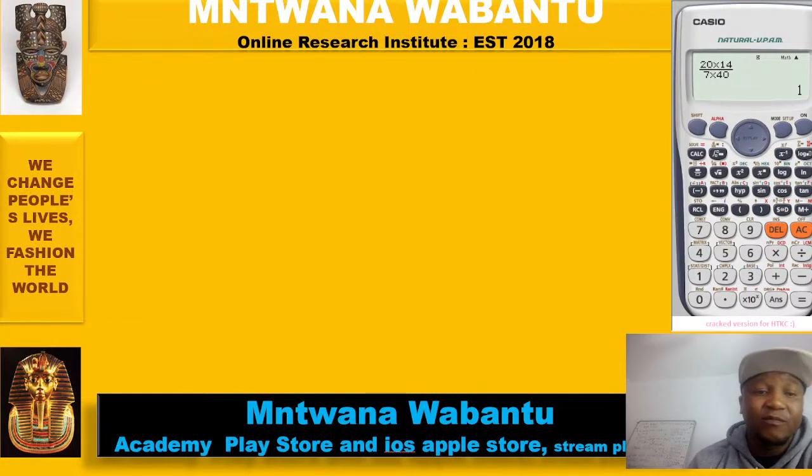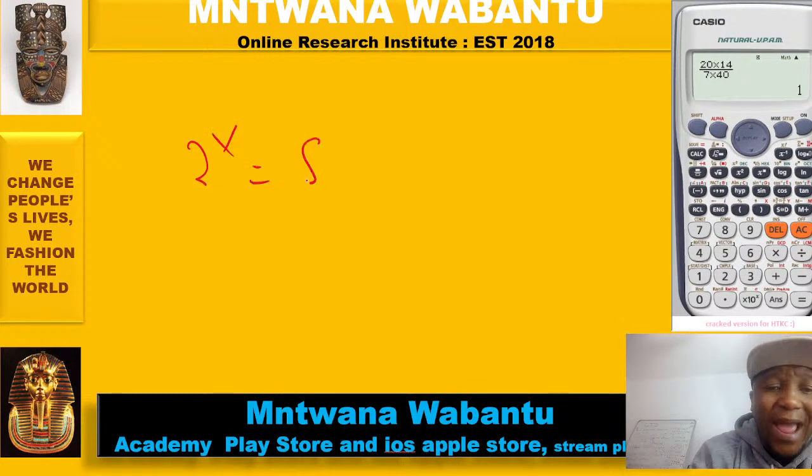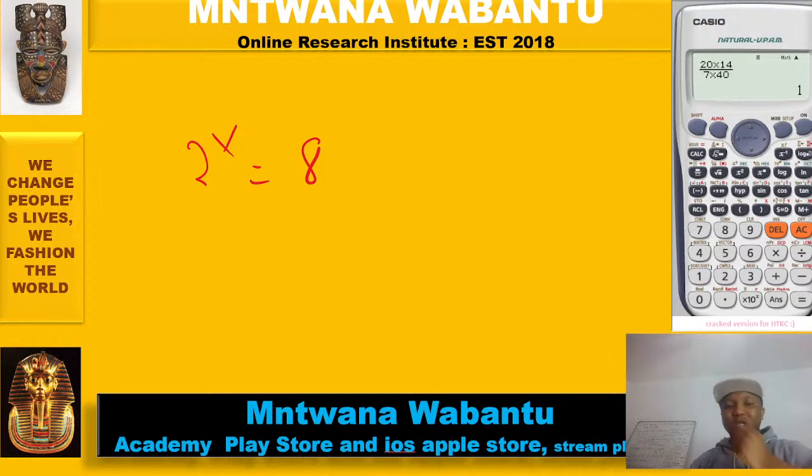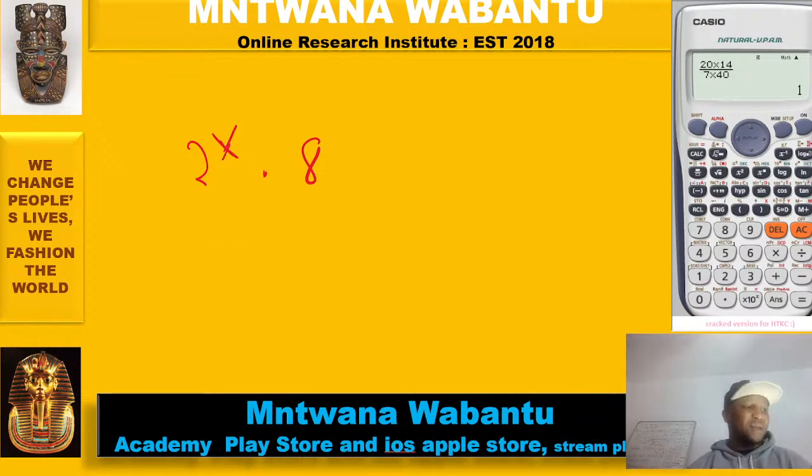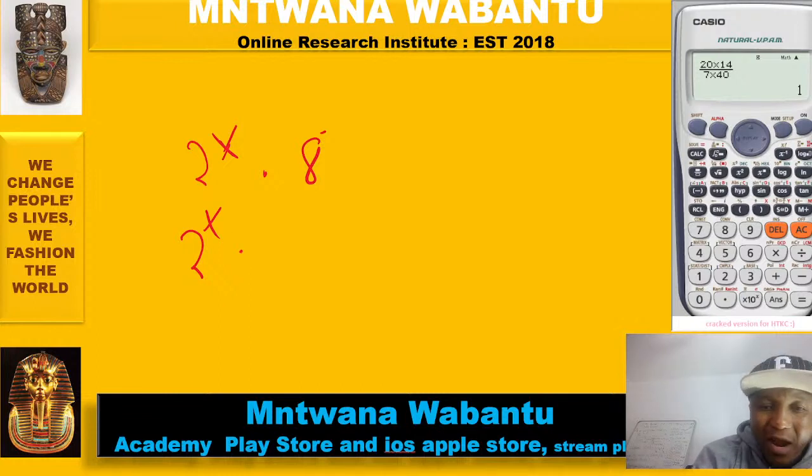So in exponentials, we've got something else also. For example, if somebody gives you 2 power x equal to 8, before we go to that, let's say simplify. Yes, you can simplify. Let me show you how. I can change this 8 to a similar base, so this is going to be 2 power x. But 2 power which number equals 8?